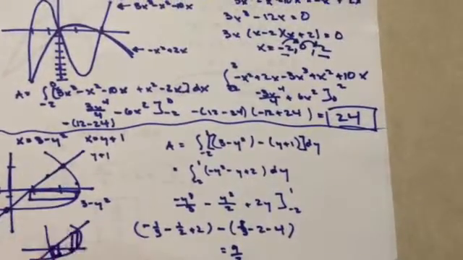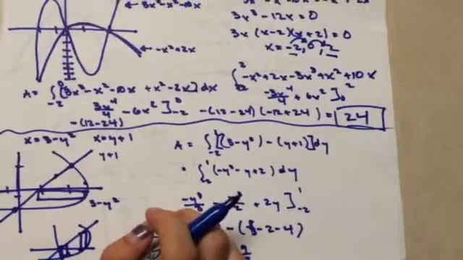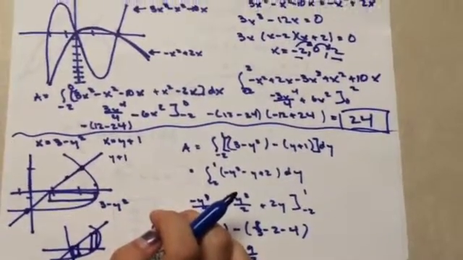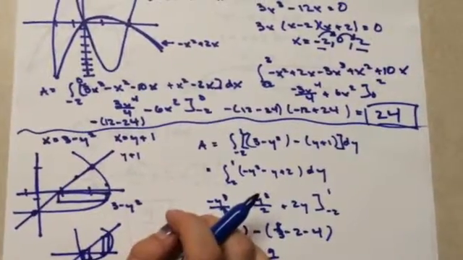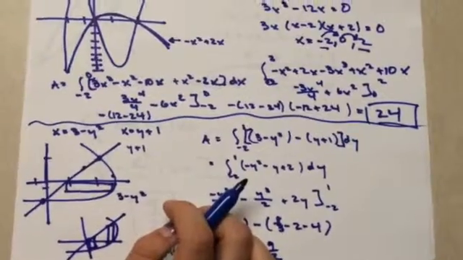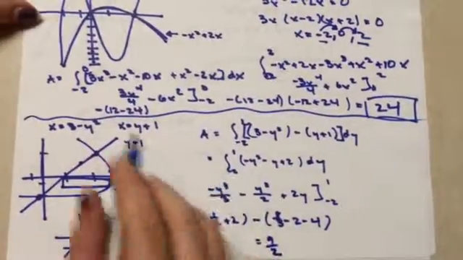If we had done it with a vertical representative rectangle and had to take the antiderivative with respect to x, we would have had to do a bunch more work. So you can do it either way, but usually if it's in terms of y, it's a lot easier to take it this way.